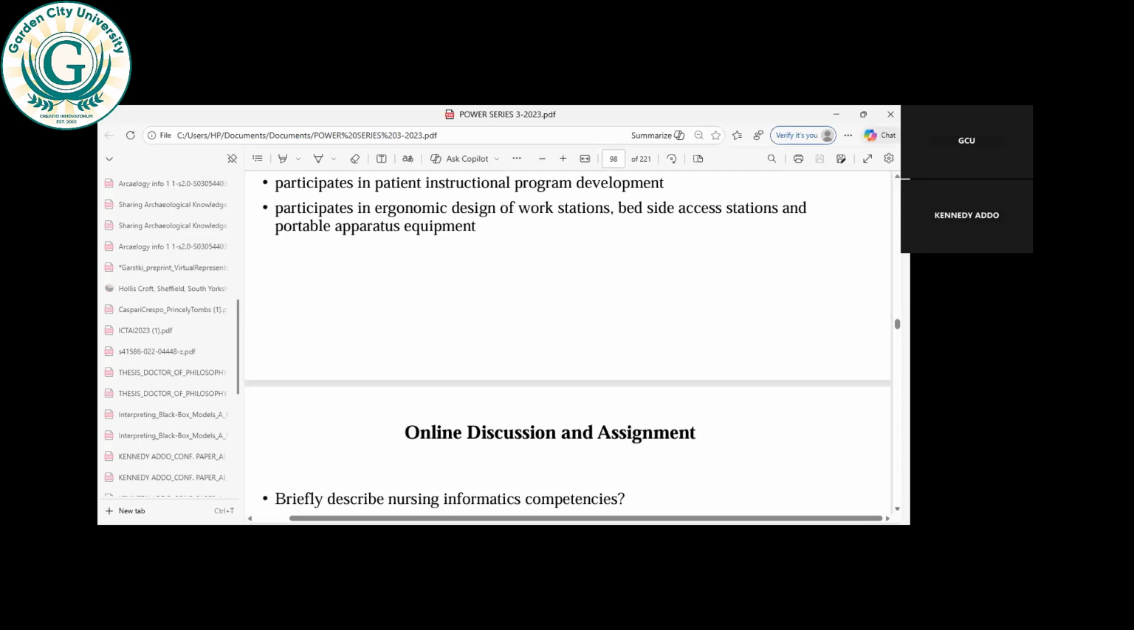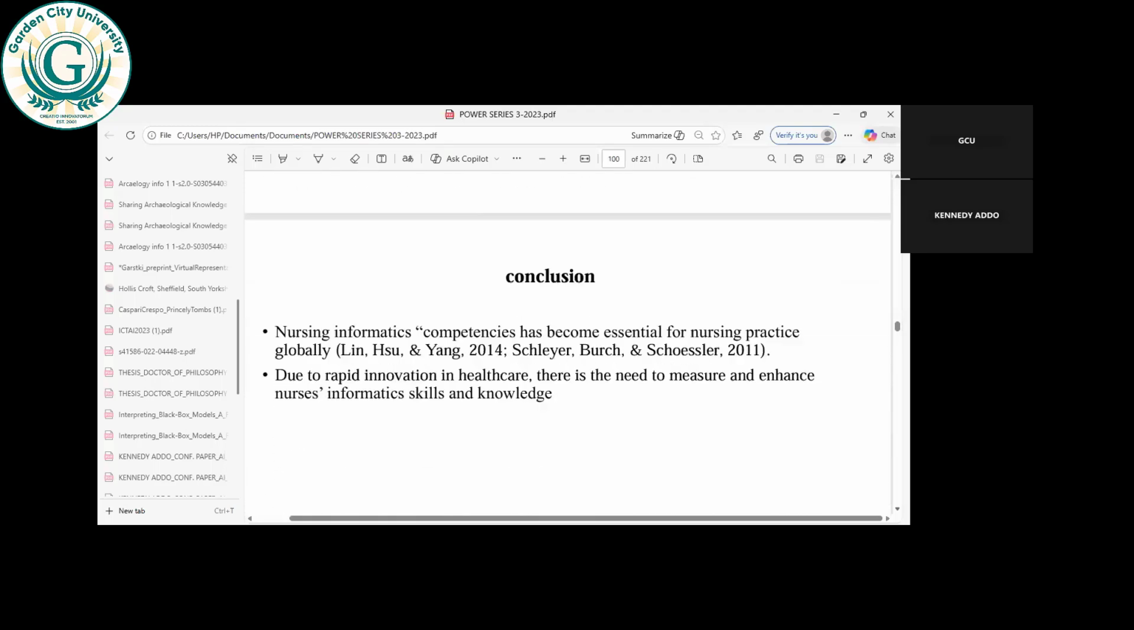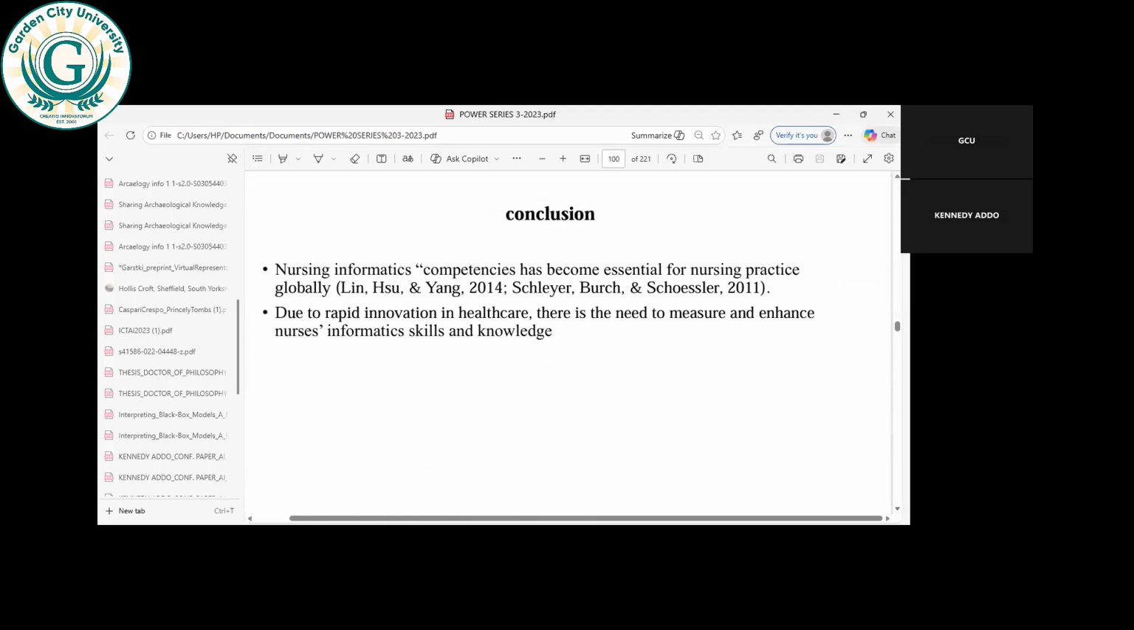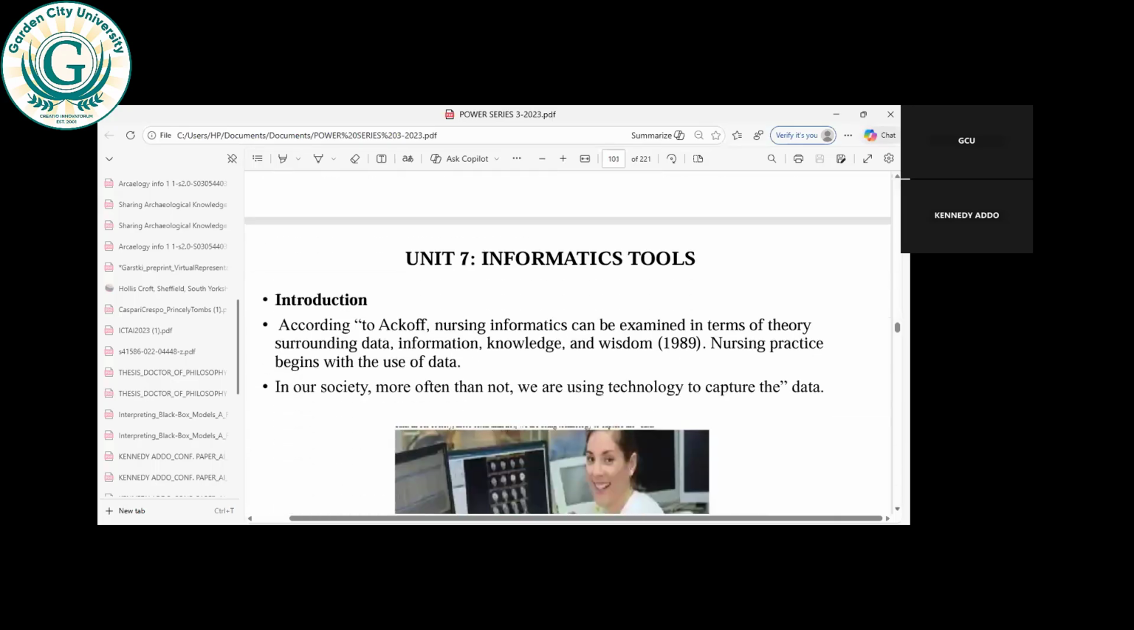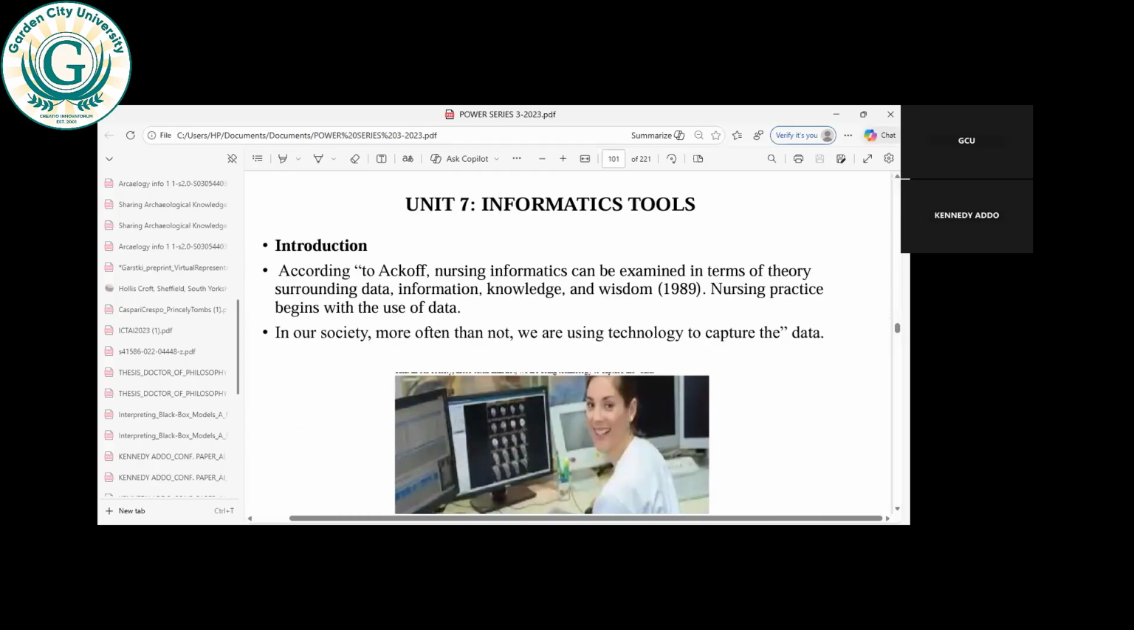This will bring us to the end of the conversation on uses and competencies in nursing informatics. Due to the rapid innovation in healthcare, there is the need to measure and enhance nurses' informatics skills and their knowledge. Okay, so I'll pause here, then take your views about one or two questions, then we may progress from here.